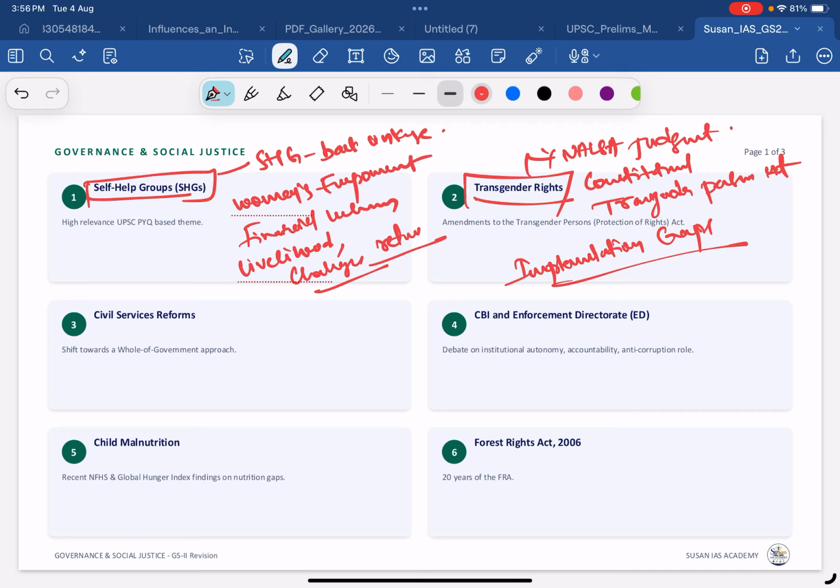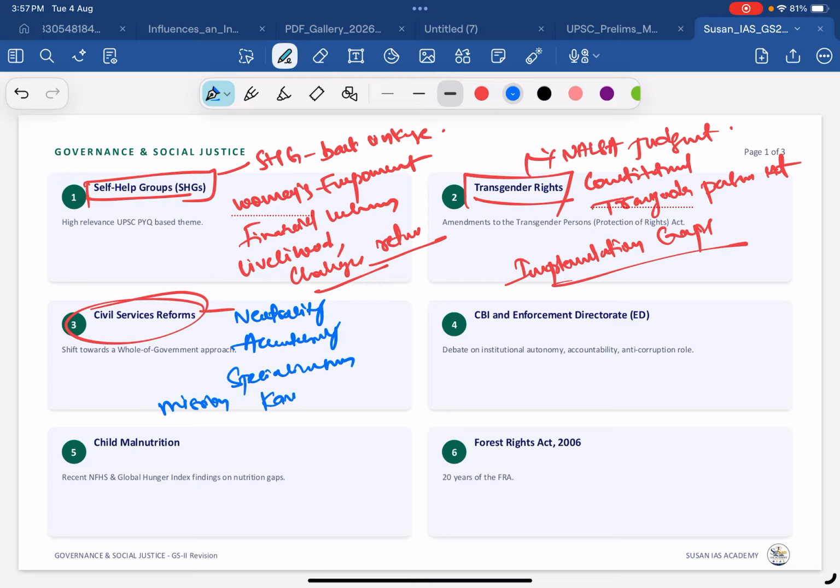Okay, right. And then civil services reforms, the shift towards a whole of government approach. Like what are the reforms needed? Like neutrality, accountability, specialization, Mission Karmayogi, right? Performance evaluation and ARC recommendations. These are the dimensions you should cover in civil services reforms.